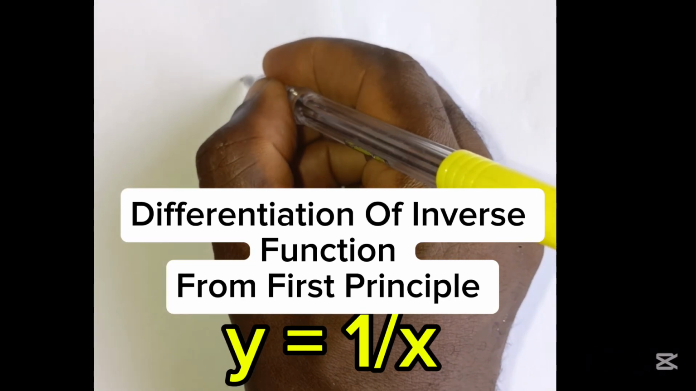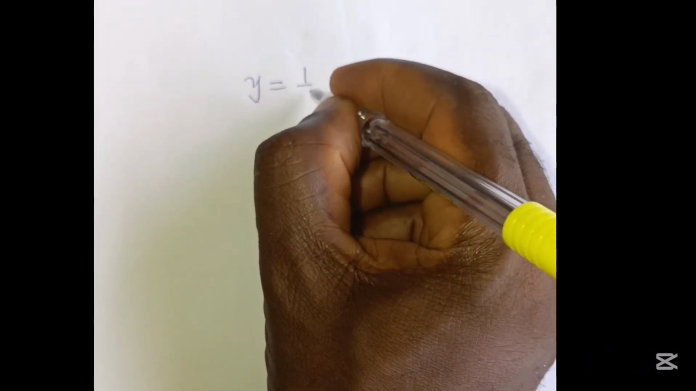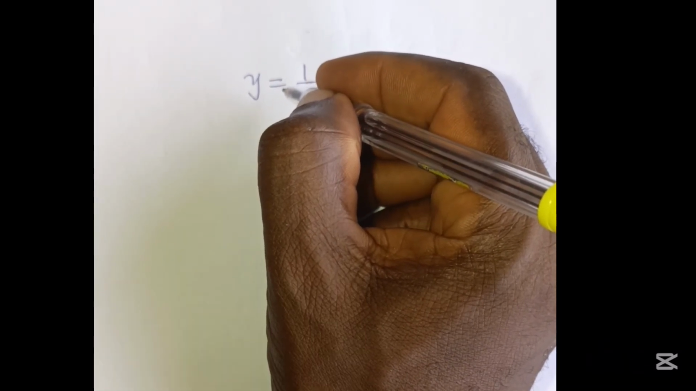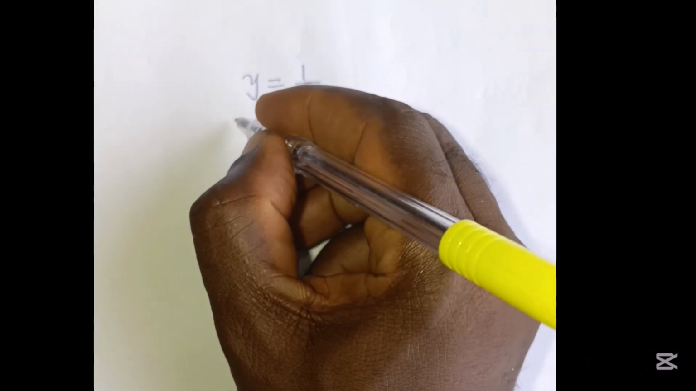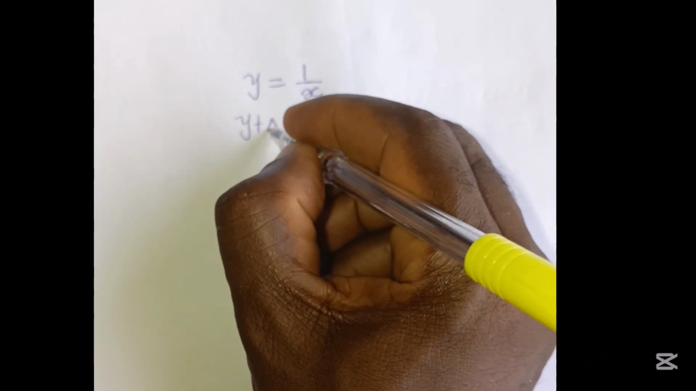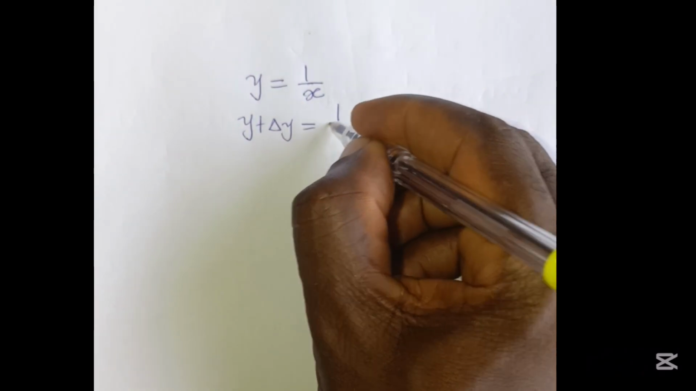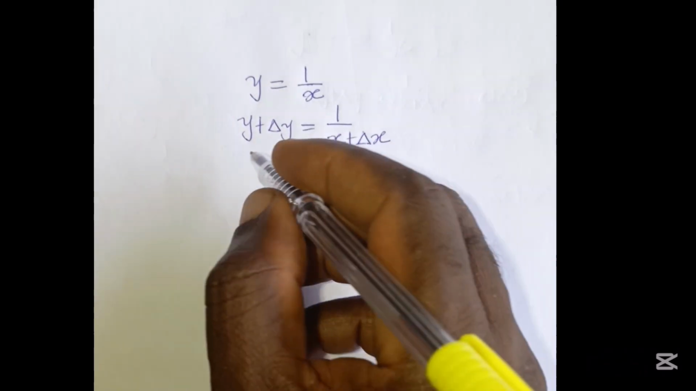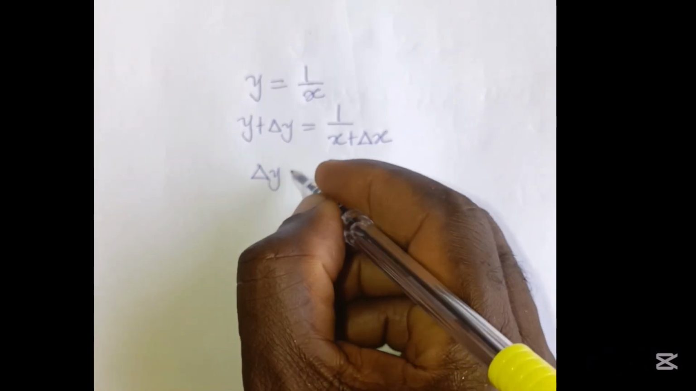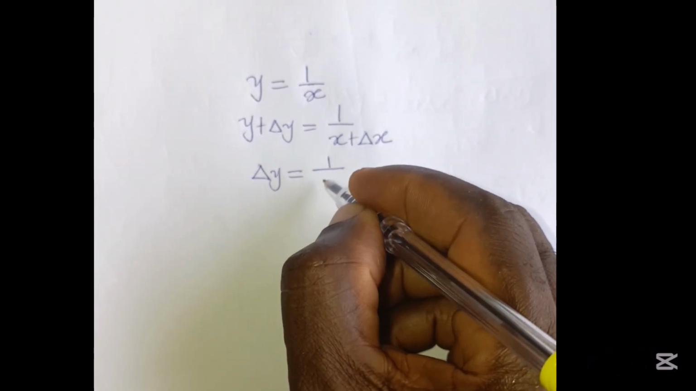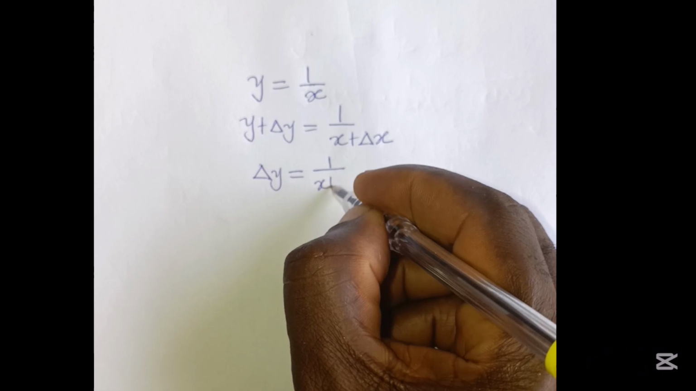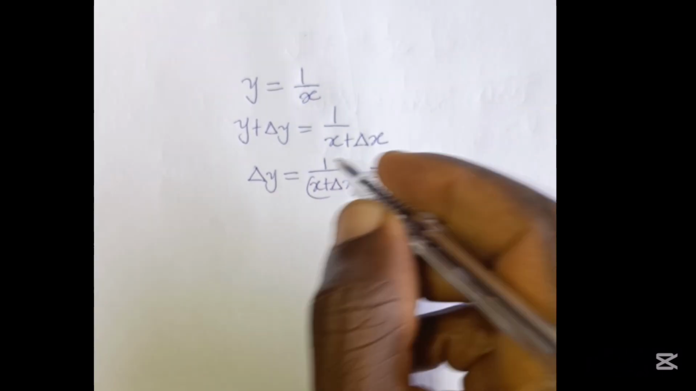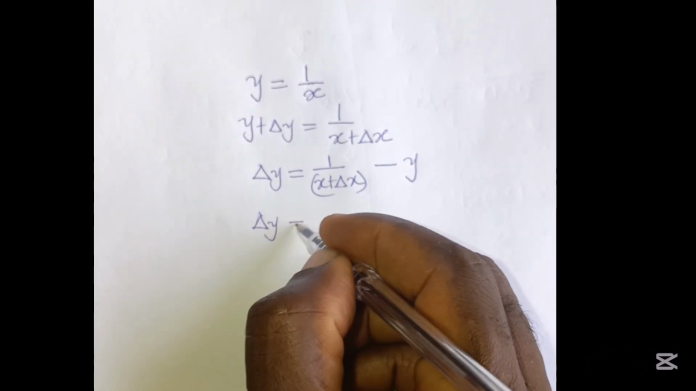Differentiation of y equals 1 over x, which is an inverse function. This y, we take its partner, which is y plus change in y, equals 1 over x plus change in x. So for change in y, we have to move y to the other side. Change in y is equal to 1 over x plus change in x minus y. And what is our y?